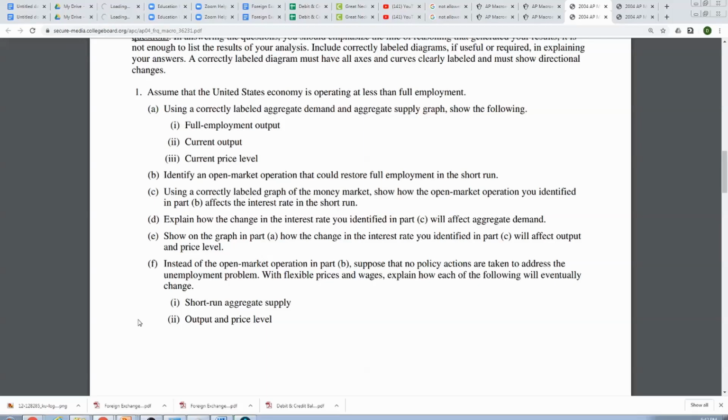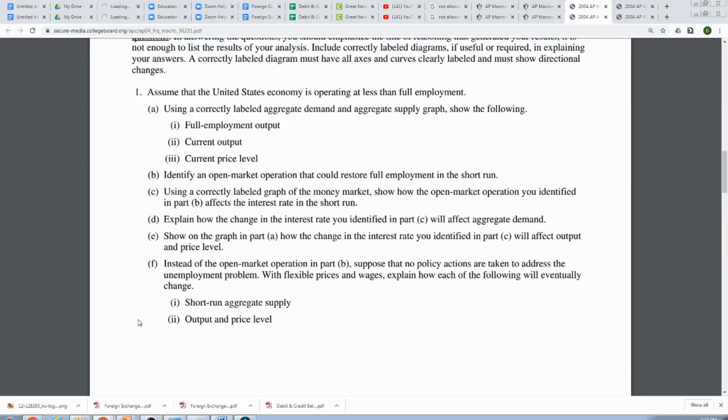All right, so then we realize that we're looking at reserve ratio, discount rate, and open market operations. So we're going to say buy bonds. Then you draw a correctly labeled graph of the money market. Don't worry, if you get that one wrong, big deal. So we're going to draw the X and Y axis, nominal interest on the Y, quantity of money on the X. And then what happens is because we bought bonds, the money supply increases. So the money supply, which is a vertical curve, shifts to the right, causing interest rates to fall.